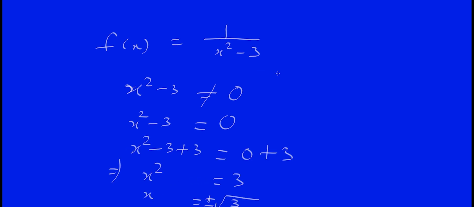So, when x is equal to positive root 3 or x is equal to negative root 3, the denominator becomes 0 and the function is undefined. Now we know the two trouble spots, x is equal to root 3 and x is equal to negative root 3. The domain is all real numbers except these two values.